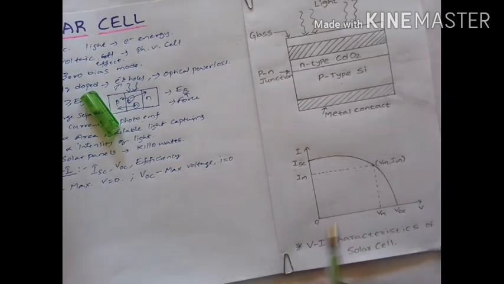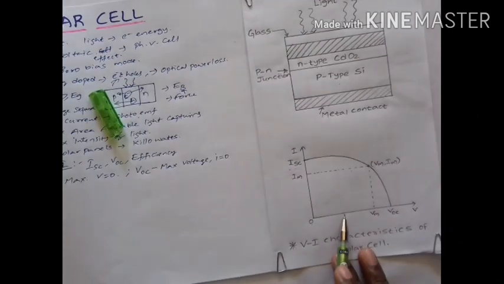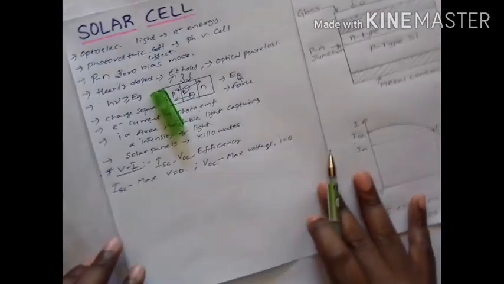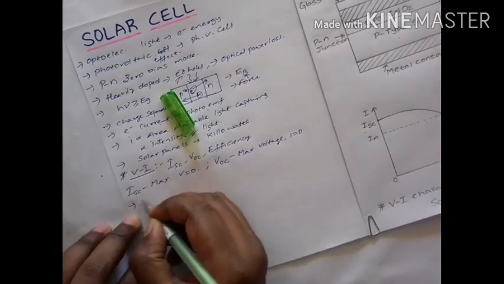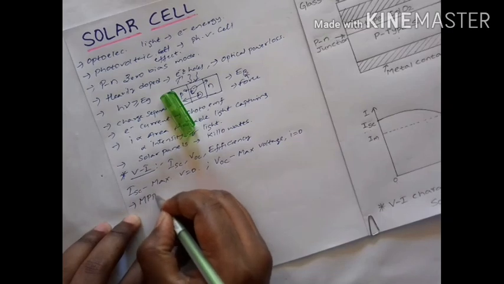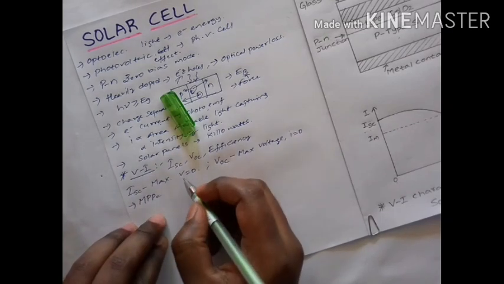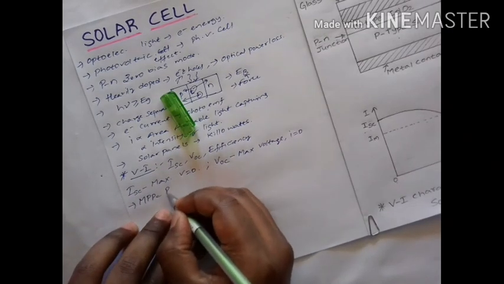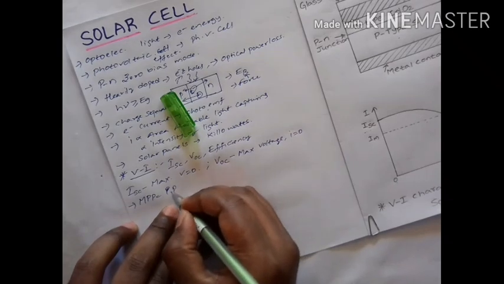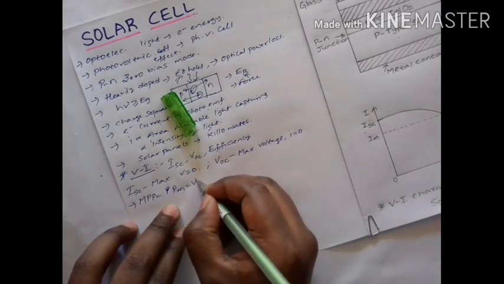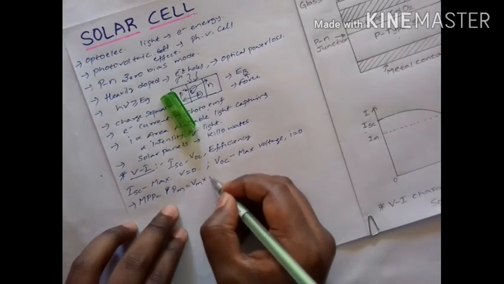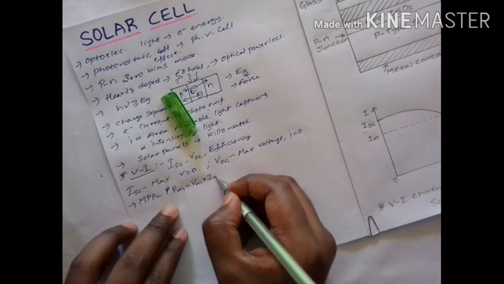And from this graph we can also formulate the maximum power point, which is represented by MPP, and which is the product of... we can also write it as PM is equal to maximum voltage into maximum current.